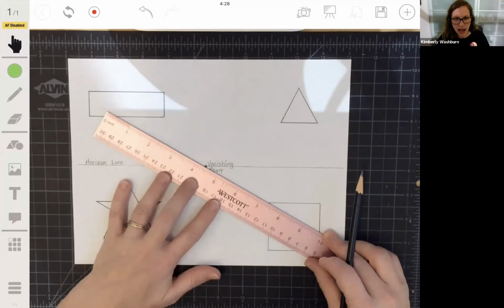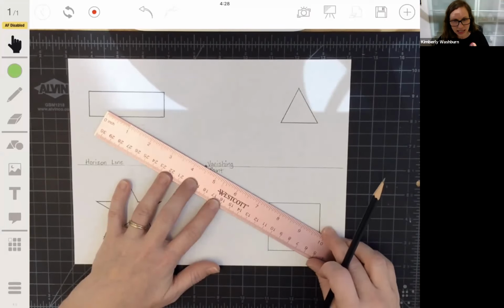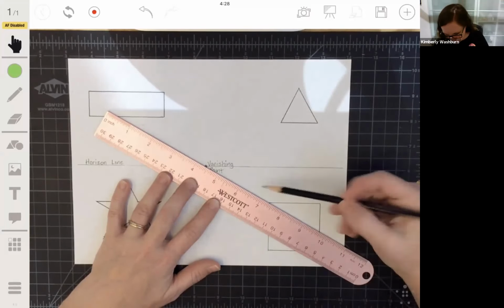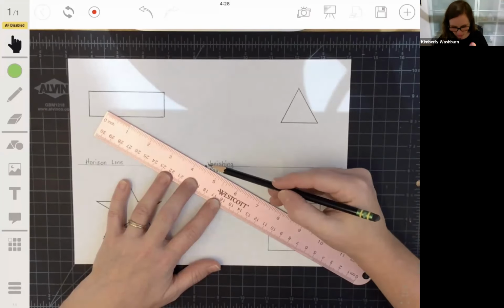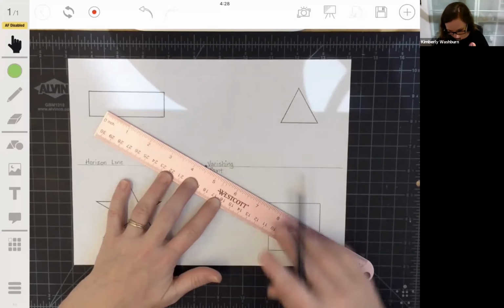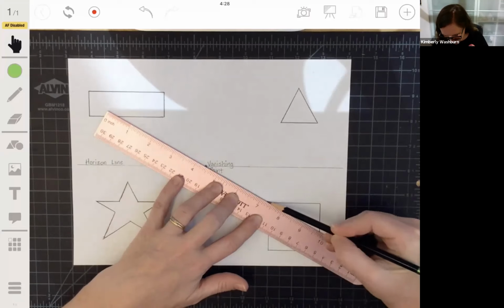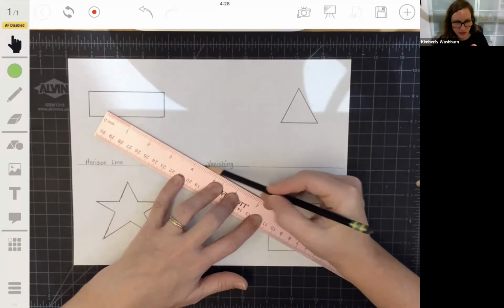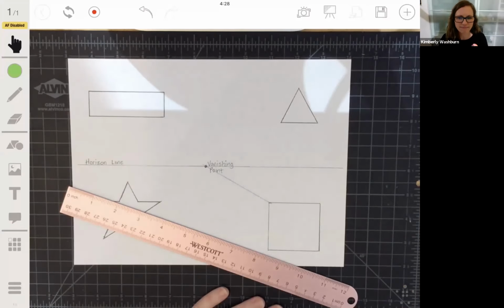So see, I'm connecting with my ruler. Take your time and get it accurate. I'm connecting with my ruler this point and my vanishing point right here. So I'm just going to make a line between the corner of my square and the vanishing point, just like that. So now I just have a line.